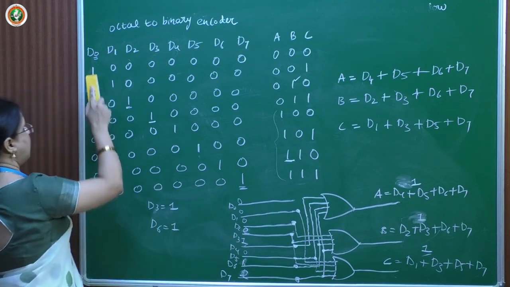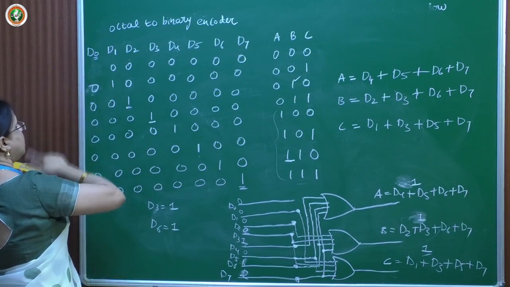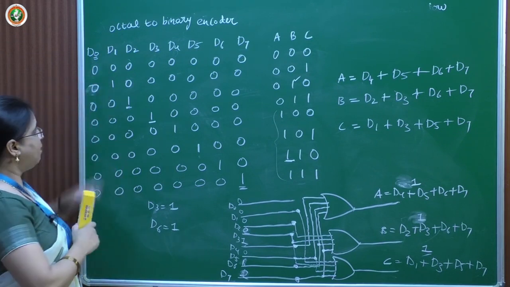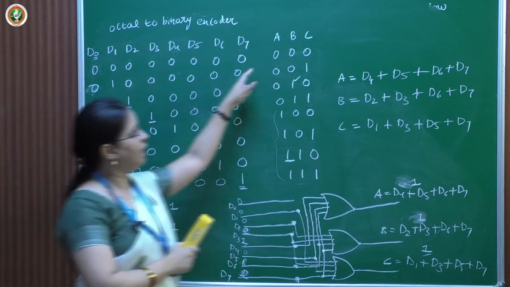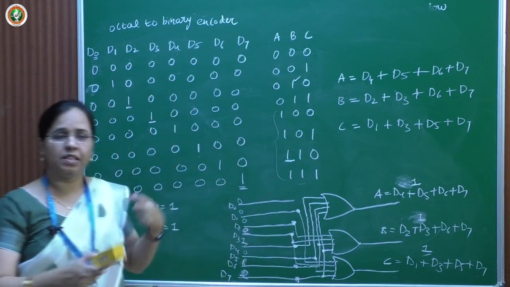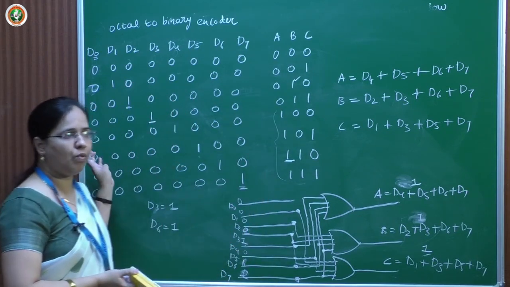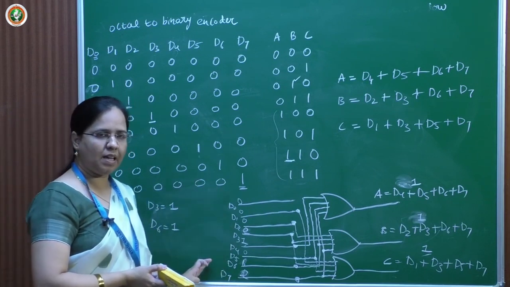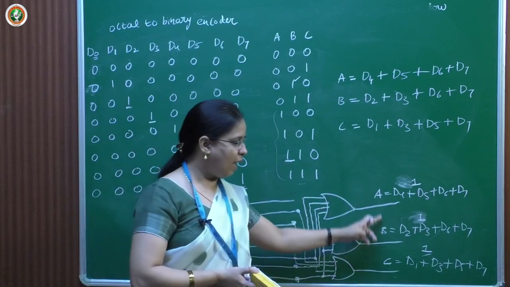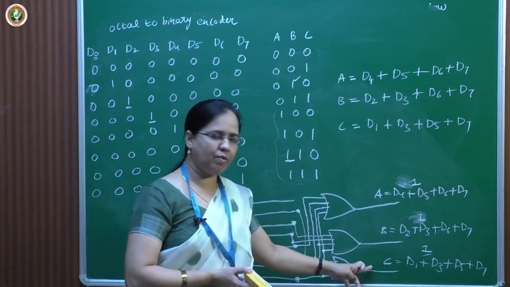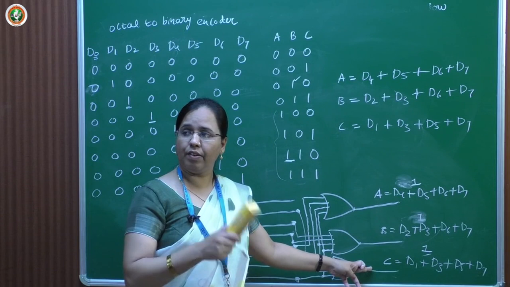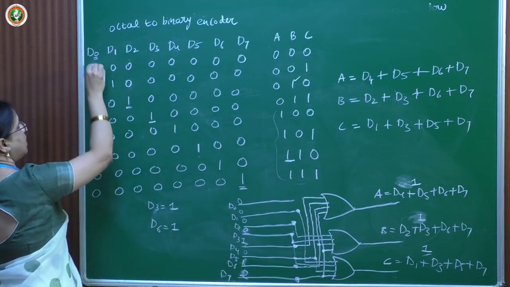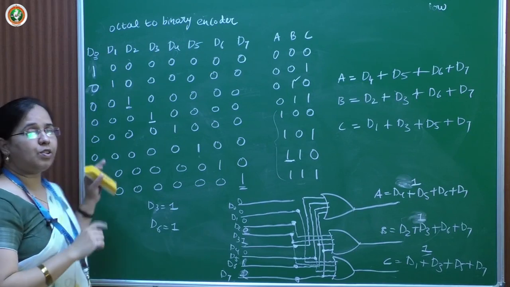Let us assume that I am making this as 0. When I make it as 0, then also I am going to get the output as 0, 0, 0. That means none of the inputs are high. When none of the inputs are high, I am going to get A, B and C as 0, which is equivalent to the first valid case, when one input was high. So this should not happen.